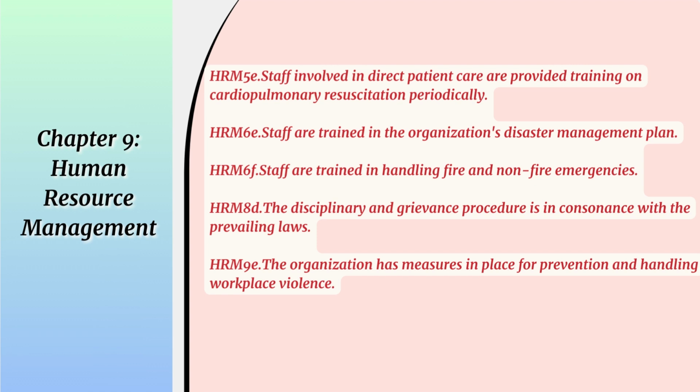HRM 6E, staff are trained in the organization's disaster management plan. This is also really very important. Disaster management, everyone should know about it, how to handle disasters. Then HRM 6F, staffs are trained in handling fire and non-fire emergencies. HRM 8D, disciplinary and grievance procedures in consonance with the prevailing laws. So if there is a problem between two staff members, or between one staff member of one department and another staff member of another department.